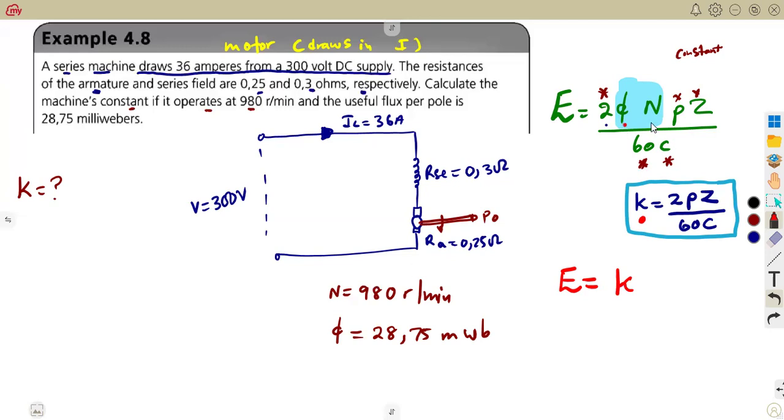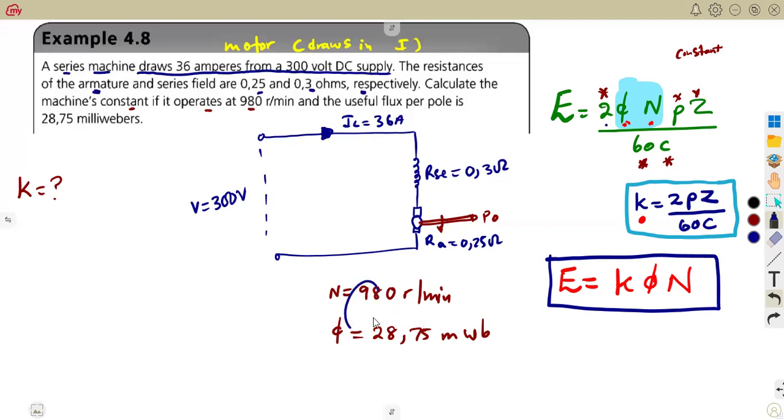What is remaining, which are not constants. These are not constants. So that is flux N. So this is an equation that you are also ought to understand, which relates the generated EMF with a constant of the machine to the useful flux and the speed. That's why they gave us the speed and the useful flux here. It is because of that.